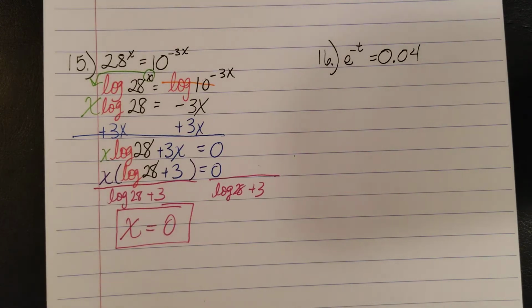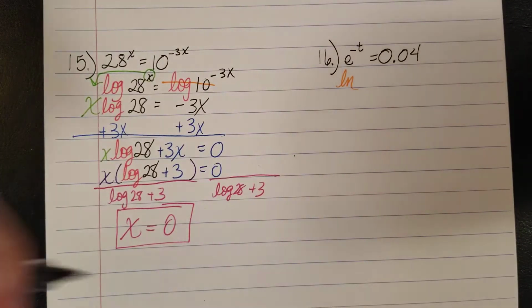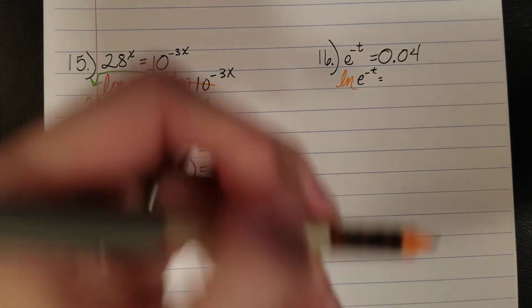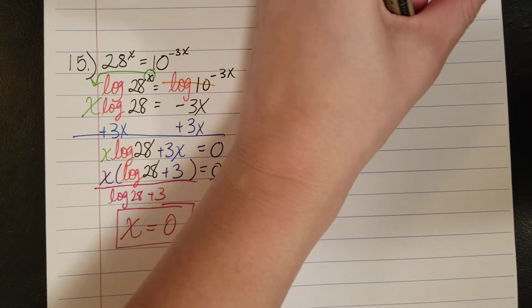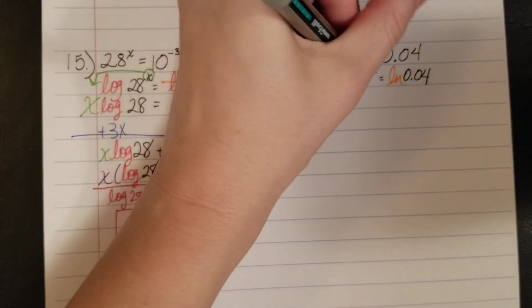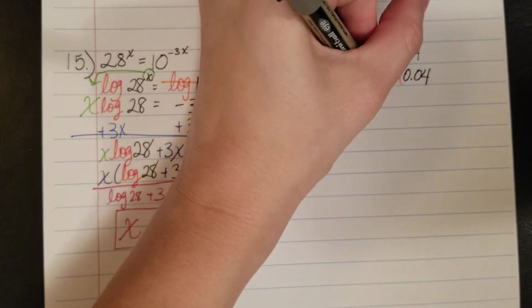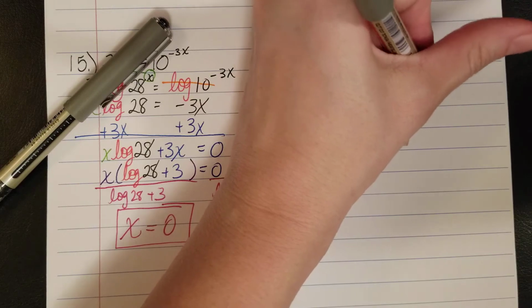All right, for number 16, we have a base of e. So I would start by taking the natural log of both sides. That means I would have ln of e to the power of negative t equals ln of 0.04. I would be able to cancel out the ln with the e and just bring down negative t equals ln of 0.04.